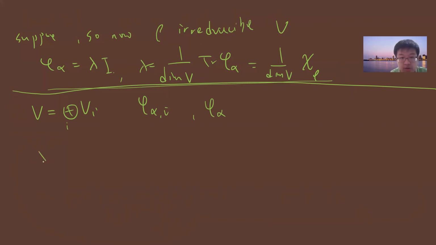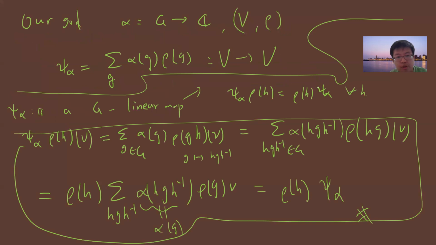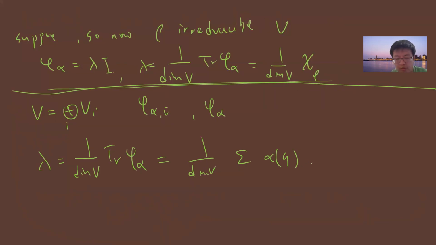So our lambda is still 1 over dimension V, right? So now it is the trace of phi alpha, so this is 1 over dimension V, sum of alpha of G, by definition, alpha of G and the rho of G, right? So sum of trace of rho of G. Right, but now this trace rho of G, right?